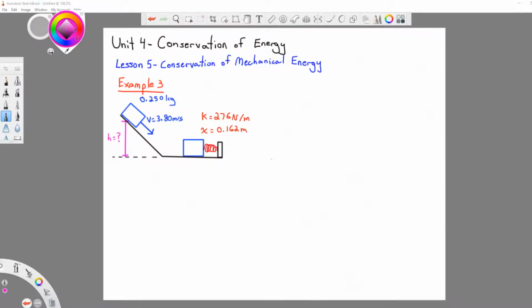Hello and welcome to Unit 4, Conservation of Energy, Lesson number 5, Conservation of Mechanical Energy, Example number 3, which is the last of the 3 videos or examples in the Lesson 5 series.